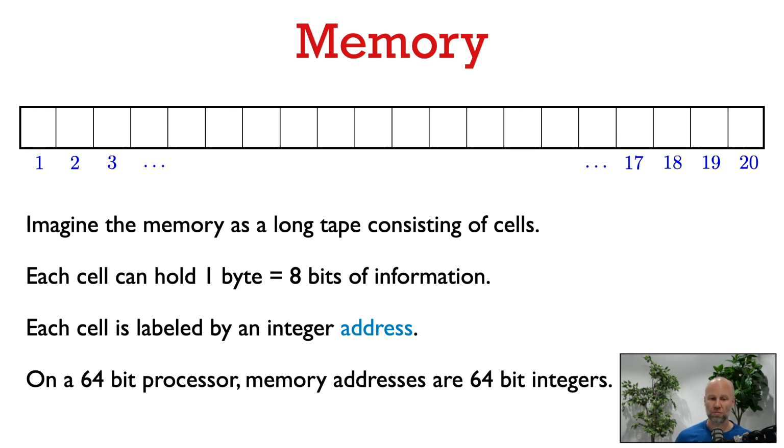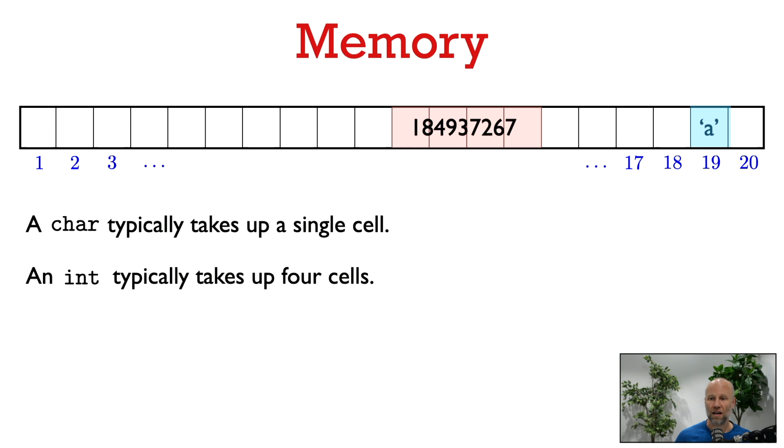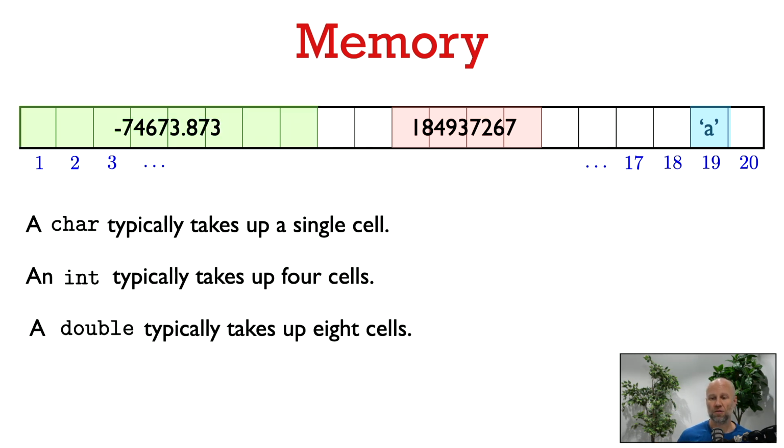So on a 64-bit processor, which probably most of us are using these days, a memory address is a 64-bit integer. So we have the potential to label up to 2 to the 64 memory cells. Okay, so we said that a char typically is represented with 1 byte. So a char is just going to take up a single cell of our memory here. An int typically takes 4 bytes, so that's going to take up 4 cells of our memory. And a double is typically 8 bytes, so that's going to take up 8 cells of our memory.